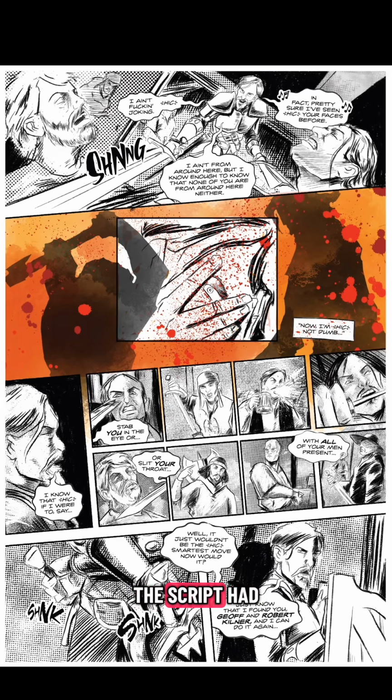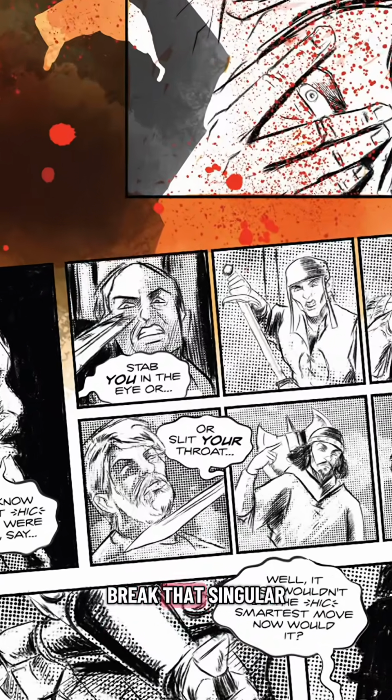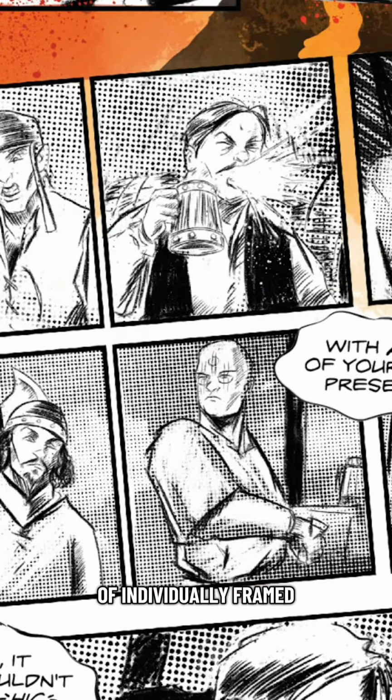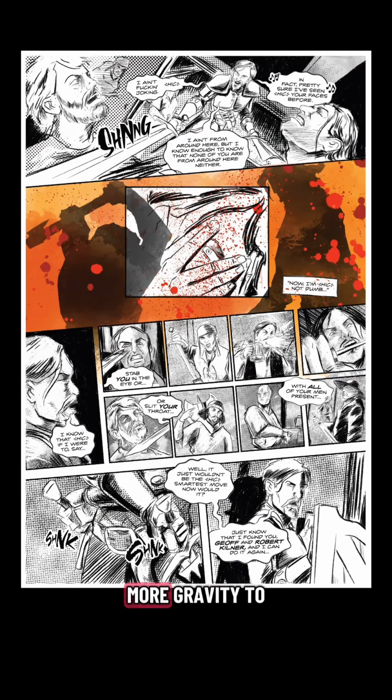Further down, the script had called for an entire tavern full of undesirable types reacting to our character's entrance all at once. While this would have given me a lot of directional energy in establishing the character as a focal point, I decided to break that singular group reaction into this staccato gallery of individually framed reaction shots. While it effectively doubled the panel count, it added much more gravity to the character's entrance and resulted in a much more memorable and impactful page.